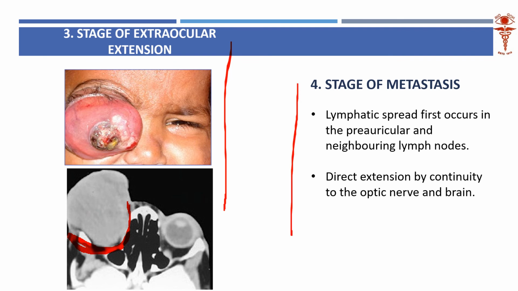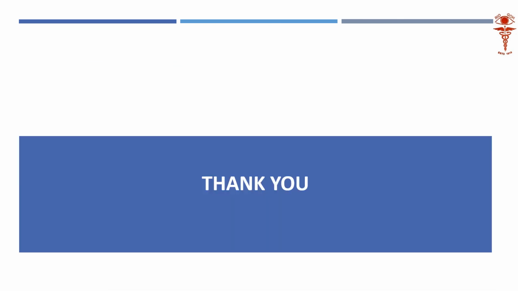Worst case scenario is metastasis. Metastasis to the regional lymph nodes, to the preauricular nodes, the submandibular nodes, the submental nodes, then spread via the nerve into the CNS. So via the optic nerve, the tumor spreads into the CNS. So these are the types of presentation of retinoblastoma.